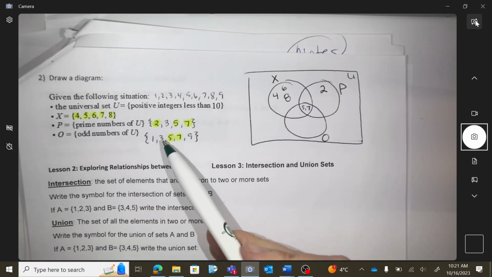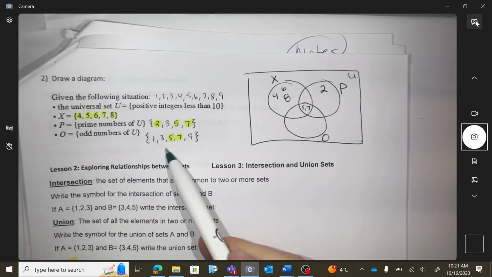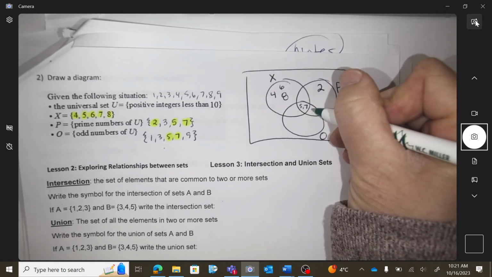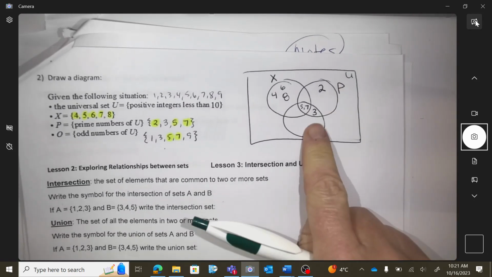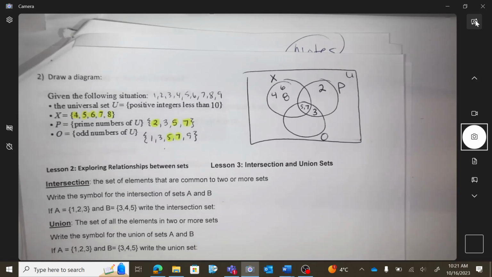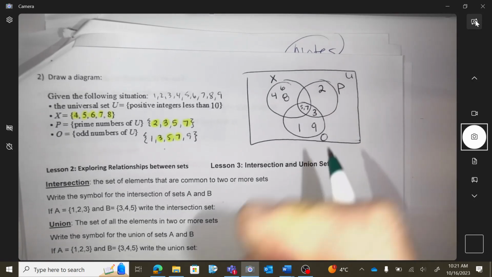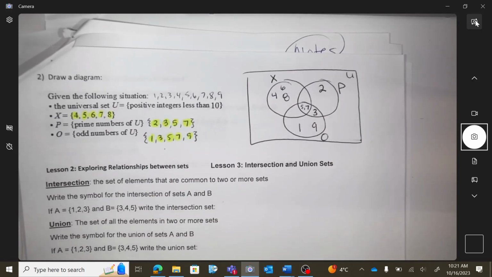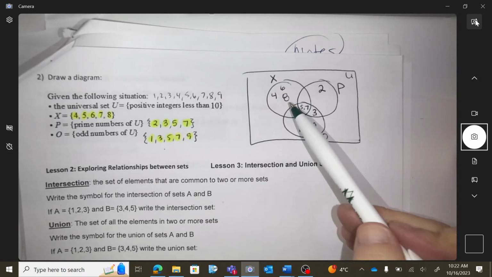Okay, oh, here's a 3 and here's a 3. So I need to overlap that with a P and an O. So that will go here. Do you see how that overlap is different than the triple overlap? So the 3 is done. And then I'm left with a 1 and a 9 that are only in the odd. And then do you see how all of that is inside the U box? They all are under there. Okay, so this is a triple overlap, this is a double overlap, and these are only items.